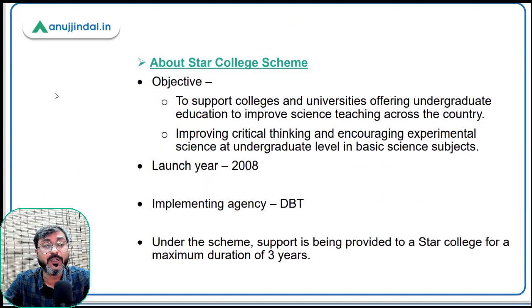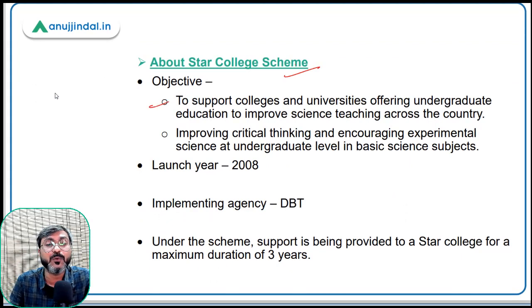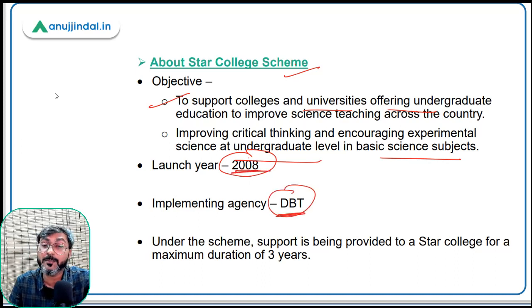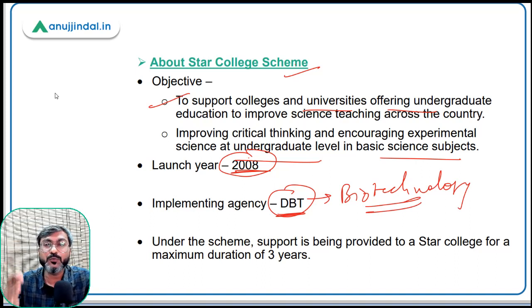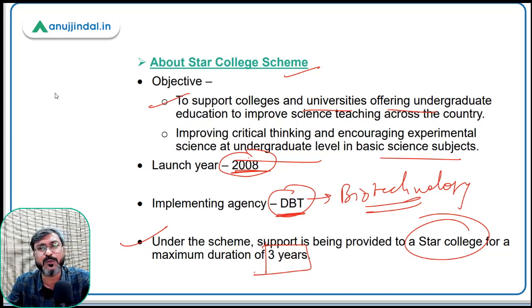Okay. Aage chalte hain, talking about Star College scheme. So, this scheme ka objective is to support colleges and universities offering undergraduate education to improve science teaching across the country, and also to improve critical thinking and encourage experimental science at undergraduate level in basic science subjects. Remember, the Star College scheme was launched in the year 2008 and the implementing agency is Department of Biotechnology. And now here, please don't get confused between the Department of Biotechnology and Department of Science and Technology. Both work under the Ministry of Science and Technology, but both are different departments. Okay. And under the scheme, the support is provided to a star marked college for a maximum period of 3 years. 3 saalon tak hi maximum unko support provide karaya jata hai. And this support, guys, is basically mentorship support. Unko bataya jata hai, jo teachers ki skills hain wo improve ki jati hain, unka infrastructure improve kiya jata hai, wagera wagera. Alright.